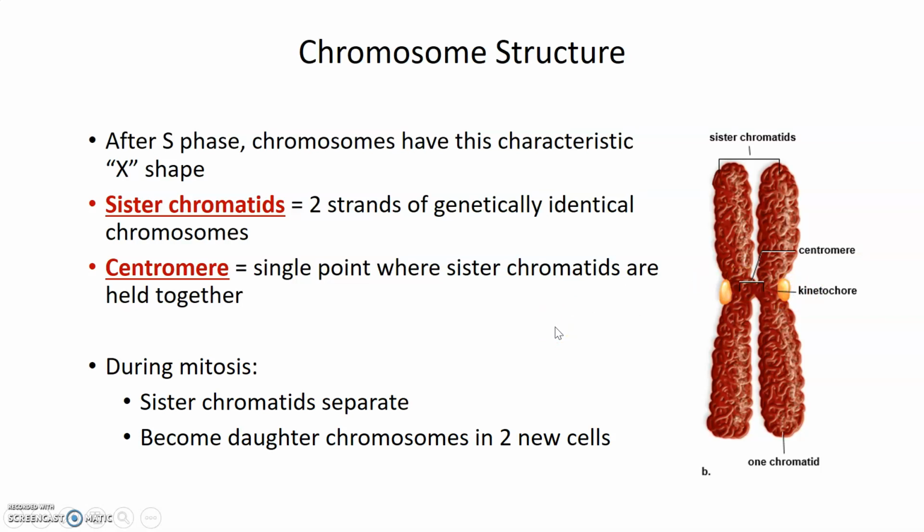And during mitosis, those two sister chromatids, or these two identical strands of DNA, are separated, and each one can go into one of the new daughter cells and become the chromosome in these cells.